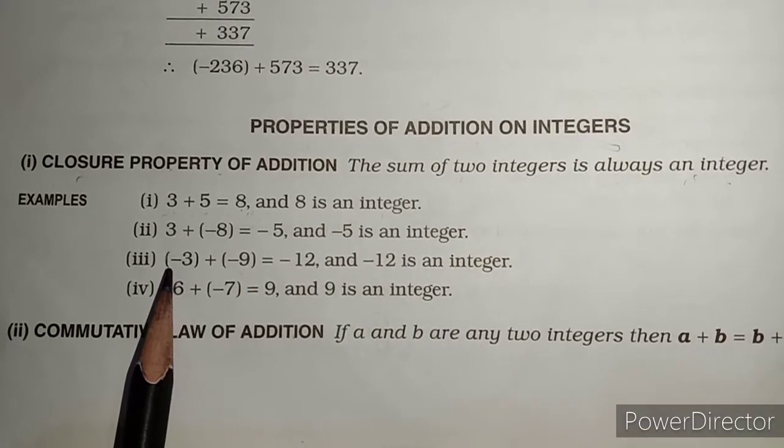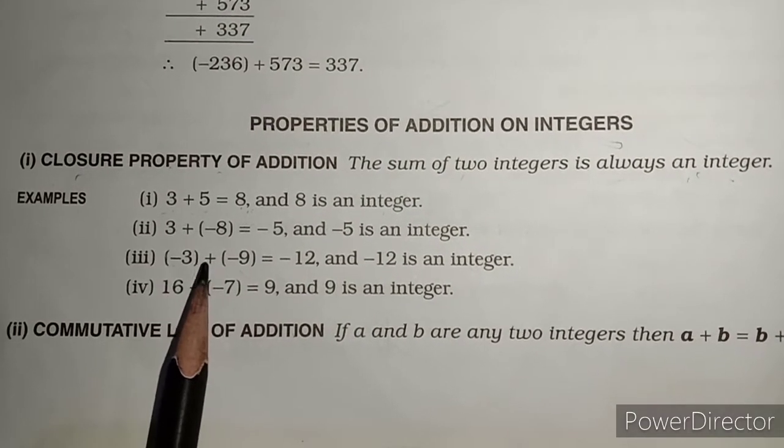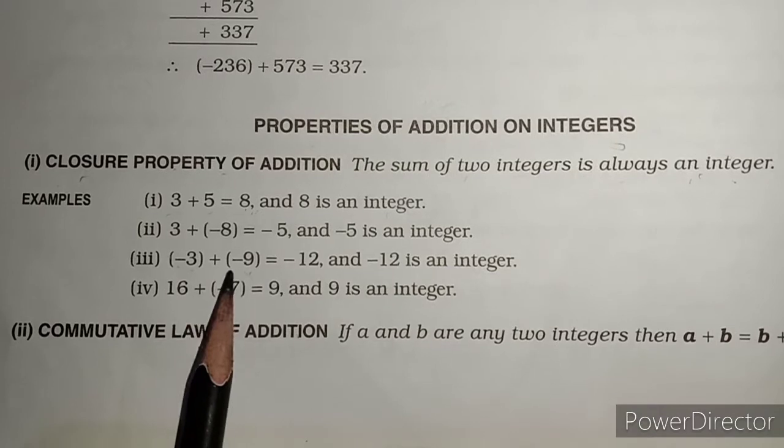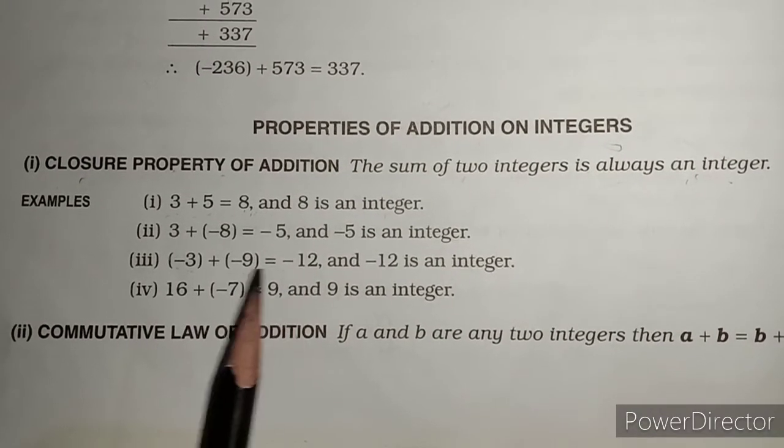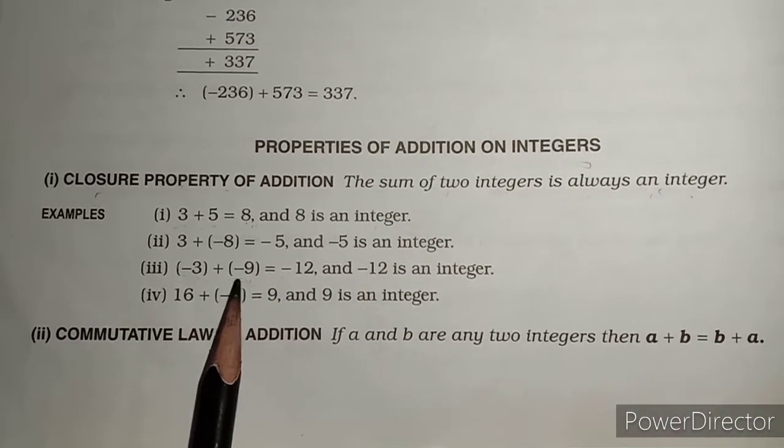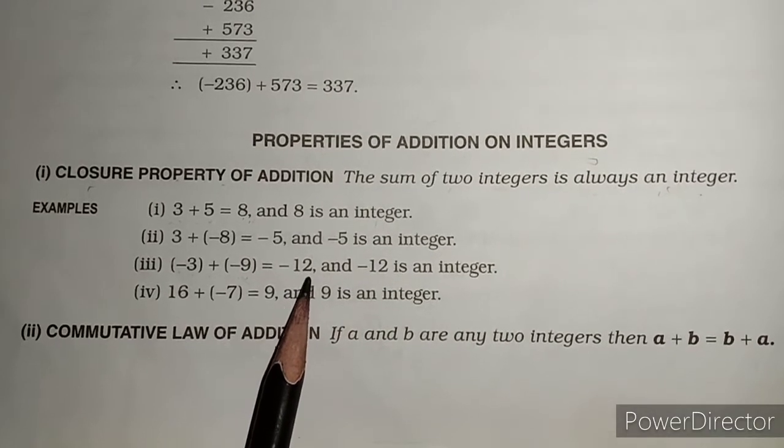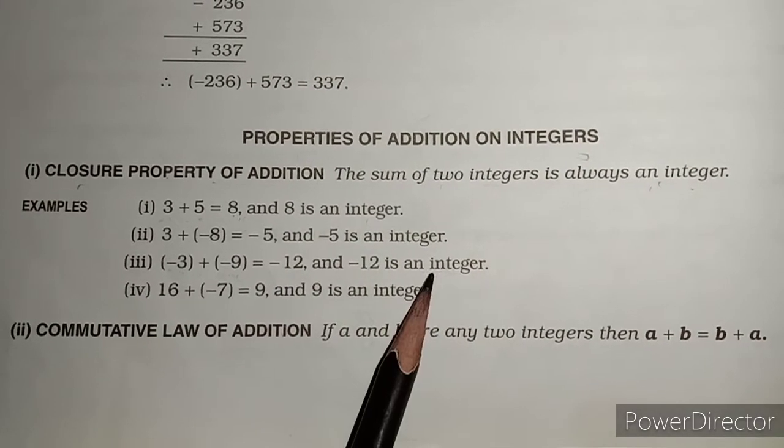You can see another example: -3 is added to -9 and the sum is -12. So -3 and -9 both are integers, and -12 is the sum and that is also an integer.